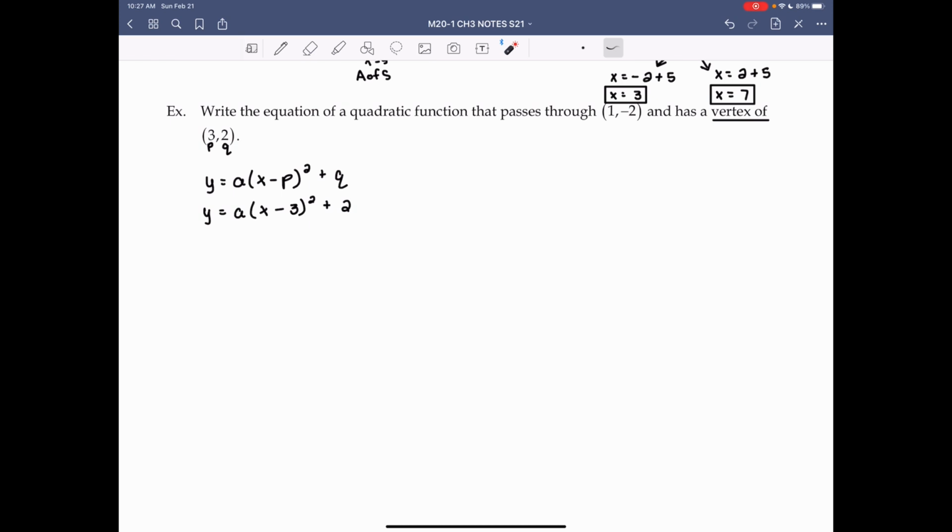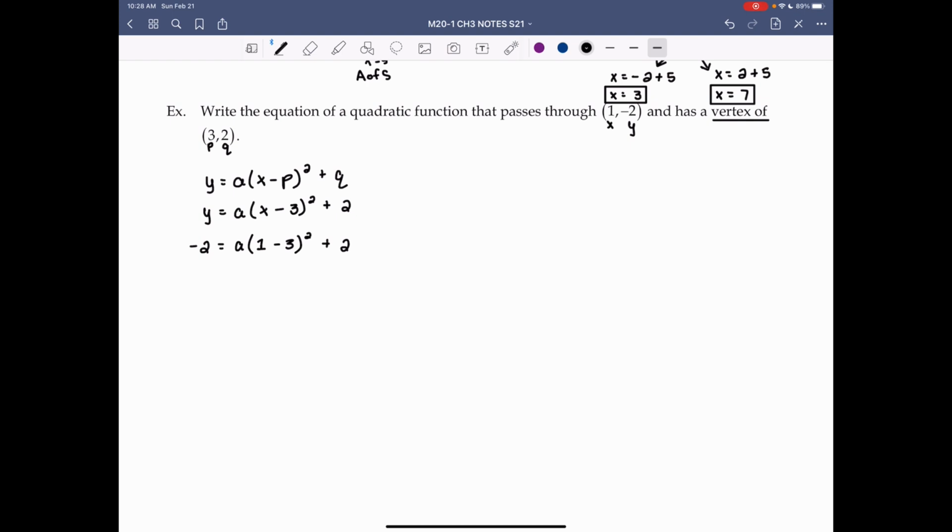In the question, we were given a point, (1, negative 2). Any point that's on a function is just an x and y value. That means that we can sub in 1 for x and negative 2 for y into our function. So then we have y is negative 2 equals a times (x is 1 minus 3) squared plus 2. Now the only variable we have is a, which means we can solve for a.